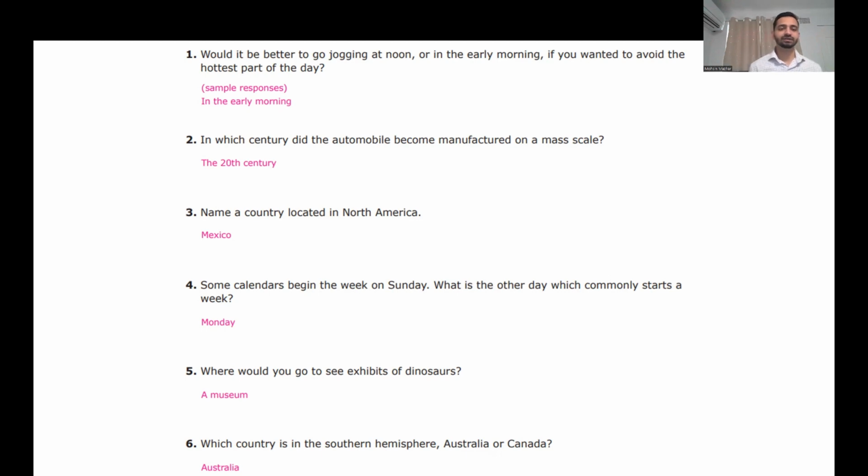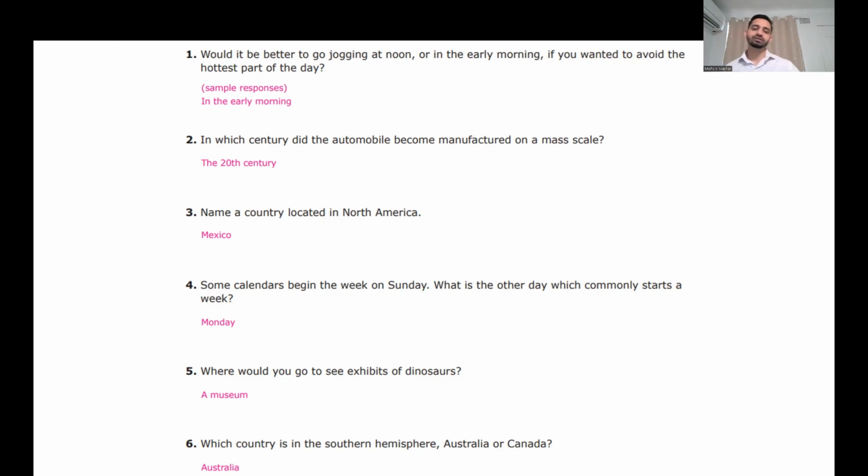All right, in which century? It's thinking about which century. Obviously, it gives you the option of centuries, and you can think of the centuries: 20th century, 19th century, 18th century. The automobile became manufactured on a mass scale. Obviously, now we have the most amount of cars. It has to be the 20th century, right? When it all started on a mass scale. This is the 21st century. You had the 20th century when the process started.